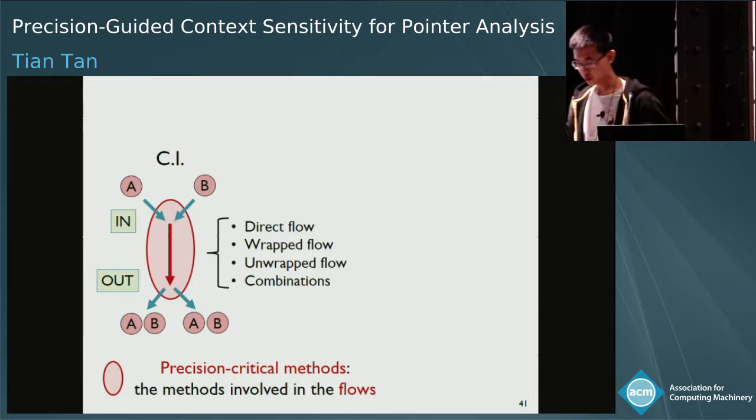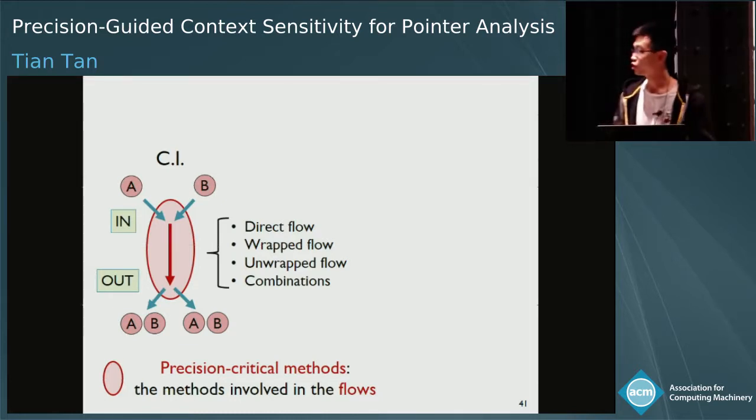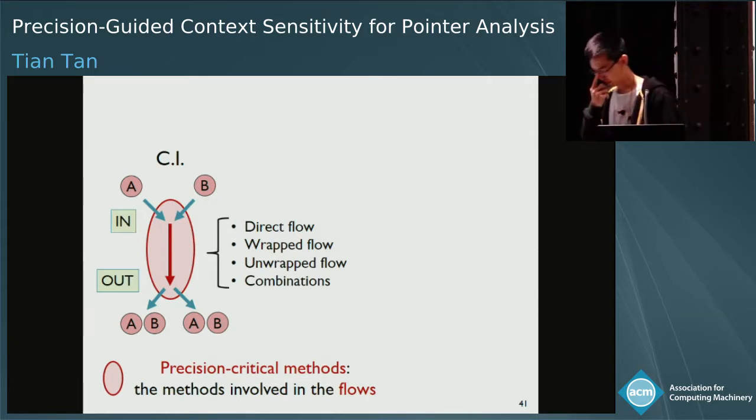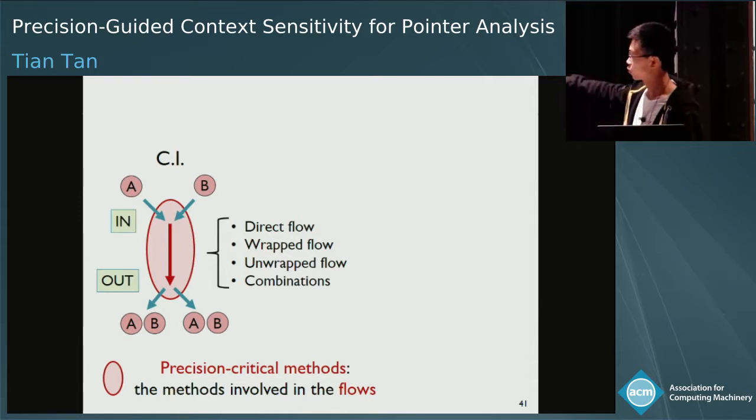So to prevent object merging and avoid imprecision, we need to identify which methods are involved in these flows. Here we say a method is involved in the flow, it means that the method contains at least one statement in these flows. And these methods are the precision-critical methods that we want to identify because they can introduce imprecision.